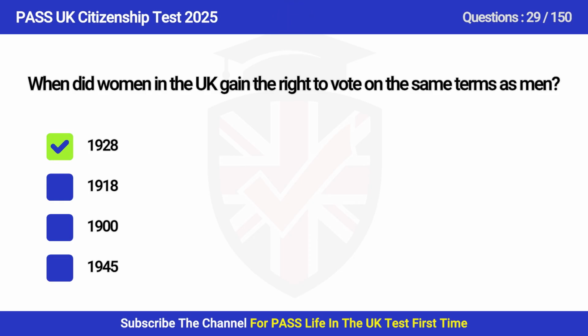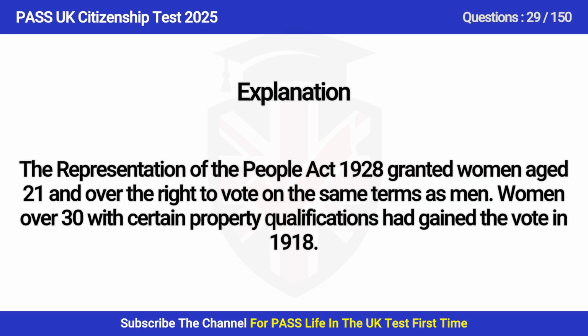Answer is A. 1928. The Representation of the People Act 1928 granted women aged 21 and over the right to vote on the same terms as men. Women over 30 with certain property qualifications had gained the vote in 1918.